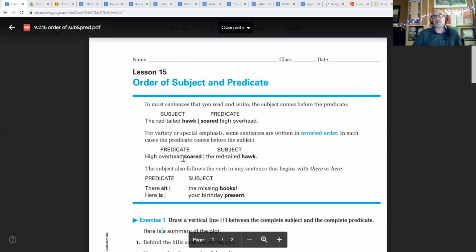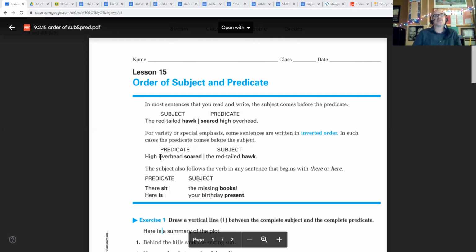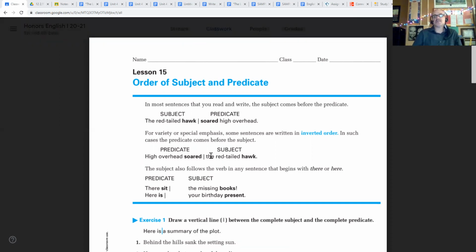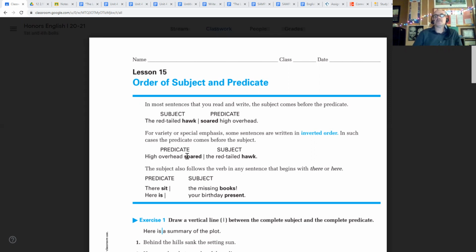If you're familiar with how Yoda speaks in the Star Wars movies, he speaks in a lot of inverted sentences. That makes him sound like Shakespeare. It makes him sound intelligent. Those are inverted sentences. So we can also say, "High overhead soared the red-tailed hawk." You see that kind of has that Yoda Shakespeare sound. So the hawk is still the subject and soared is still the verb, but you've inverted it so those come in a backwards order.